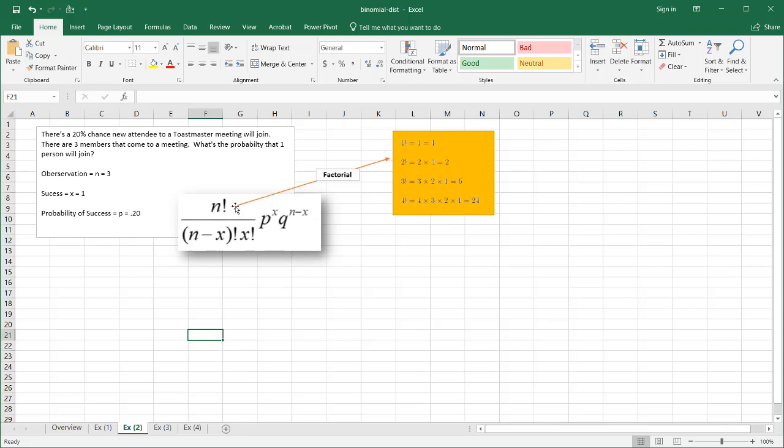So in our case, let's figure out this part of it, the n factorial part. That's n minus x factorial and then x factorial.